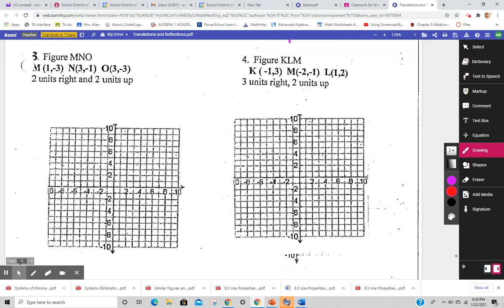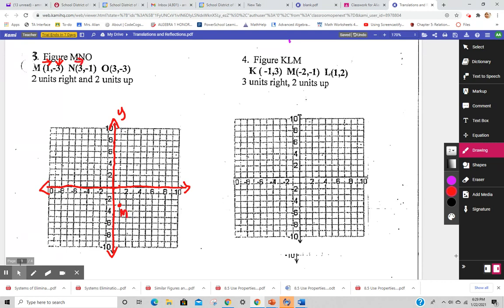All right, let's plot the points. M is located at right 1, down 3. Remember, this is the y-axis, and this is the x-axis. This is where everything starts, the origin. All right, so we're going to go right 1 and down 1, 2, 3. Okay, that's M. Now let's do N.